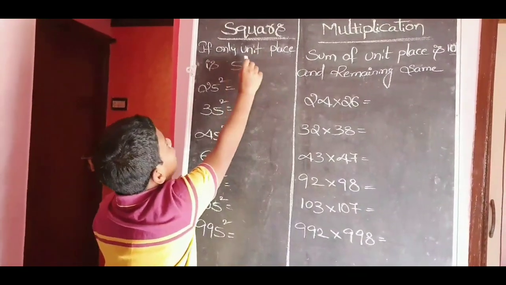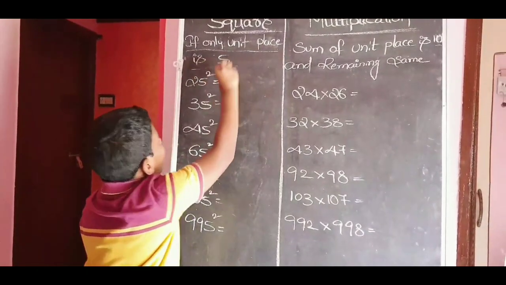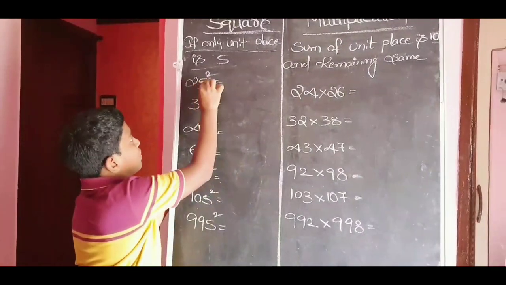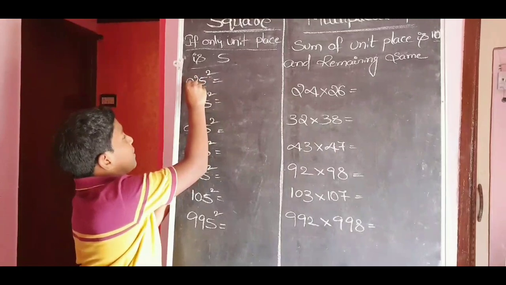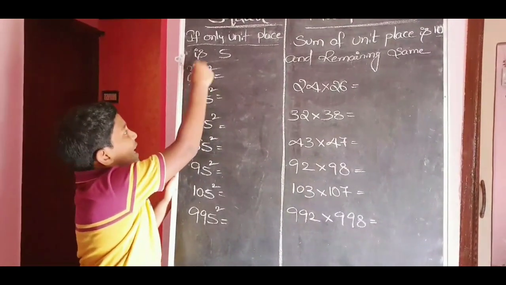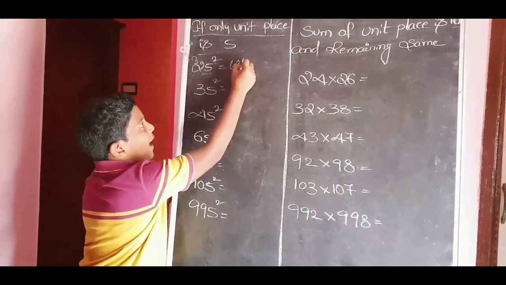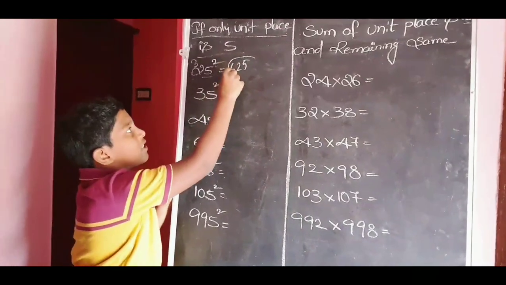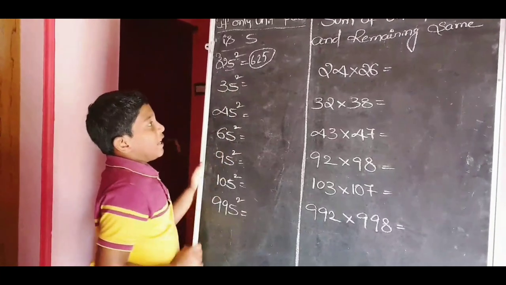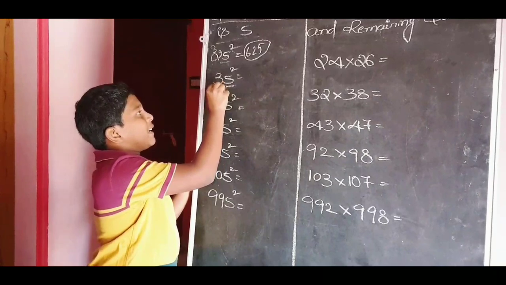Squares. If only the unit place is 5: 25 square. If the unit place is 5, remaining 2. Next number 3. 2 3s are 6. 5 square 25. The answer is 625.